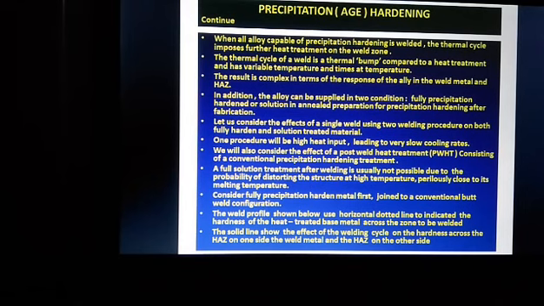particularly close to the melting temperature. Consider a fully precipitation hardened metal first, joined with the conventional butt weld configuration. In the weld profile shown below, the horizontal dotted line indicates the hardness of the heat treated base metal away from the zone to be welded. The solid line shows the effect of the welding cycle on the hardness across the HAZ, with the weld metal on one side and the HAZ on the other side.